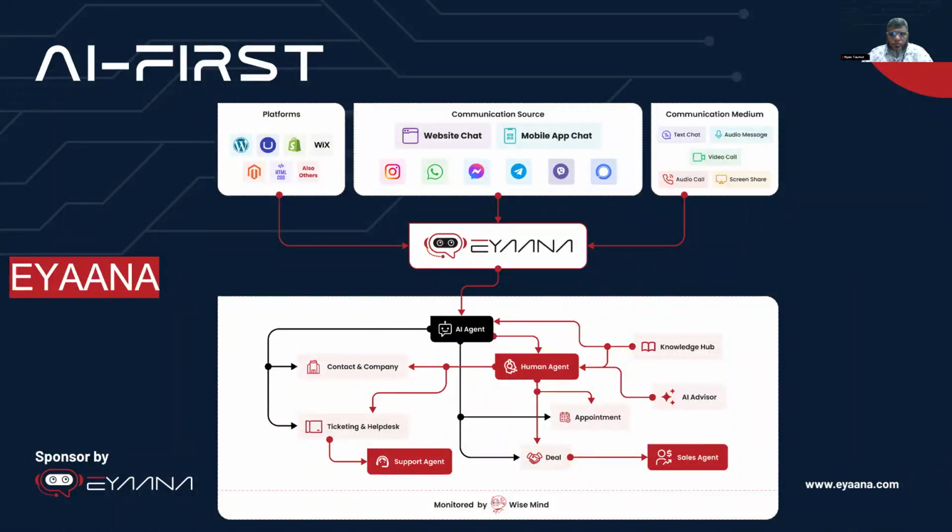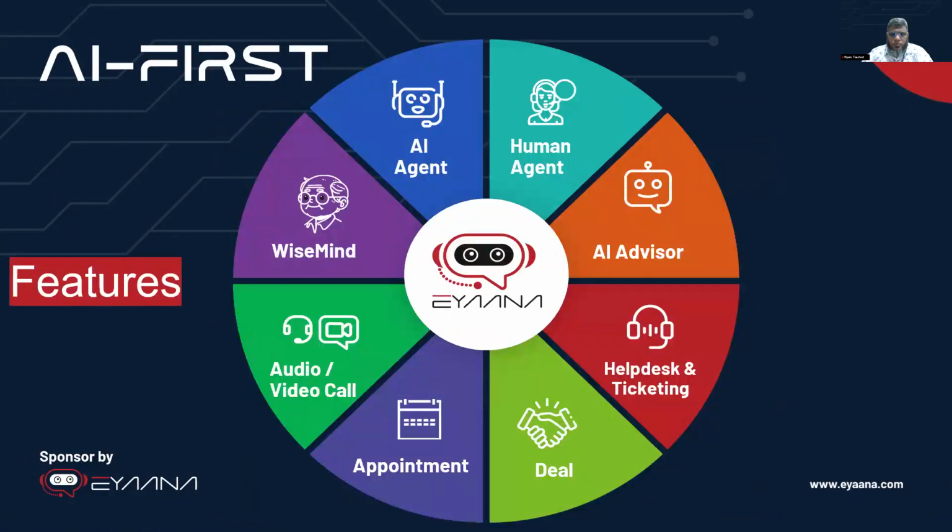So now let's look a bit closer at the key features of Iana. Here you can see the AI agent. That's the core of Iana. It automates the customer interactions, from answering queries to guiding the customers through processes like purchasing or booking appointments. Then we have the human agent for complex cases, wherein maybe the customers are asking for the human agent. So it can then route it to the human agent, who can step in and manage the customer interactions wherever needed.